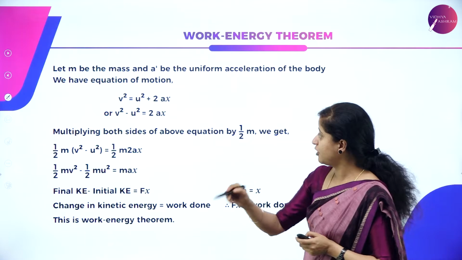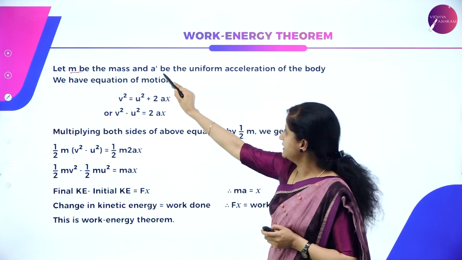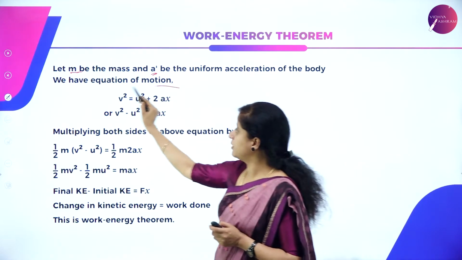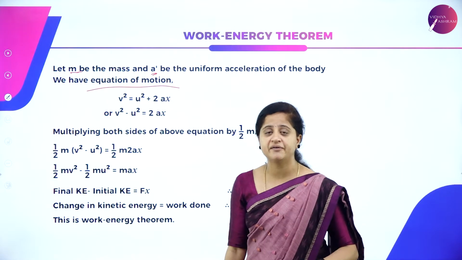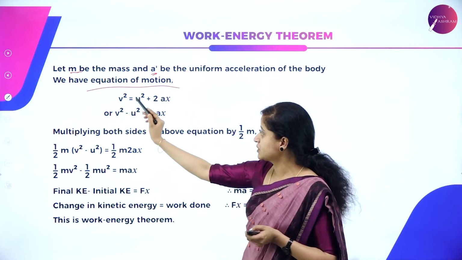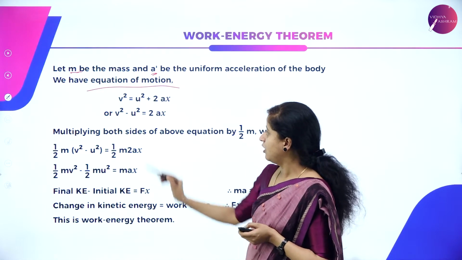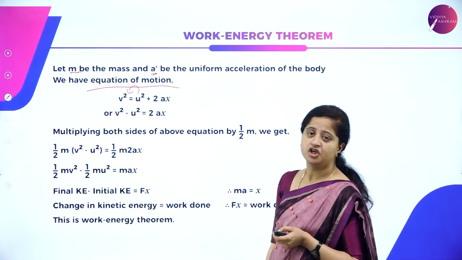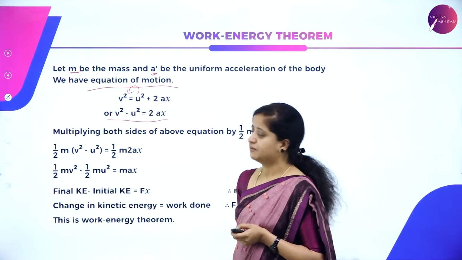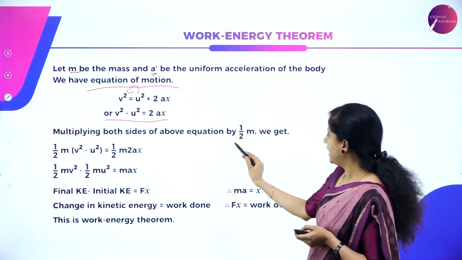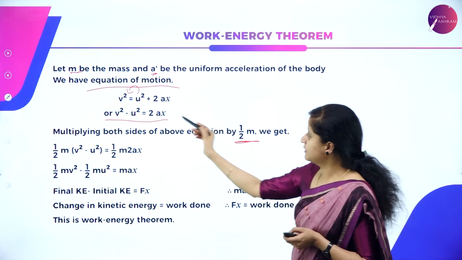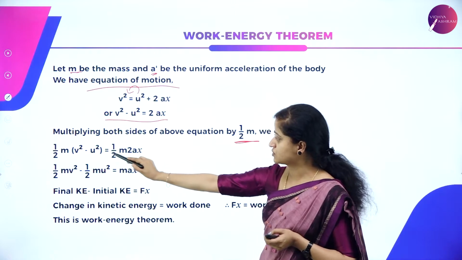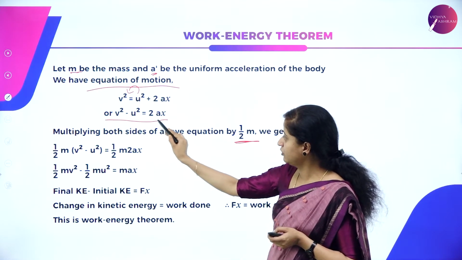Let us consider the body has a mass m and a uniform acceleration a. We know the equation of motion that we have already derived in the previous chapter: v square is equal to u square plus 2ax, or we can write this as v square minus u square equals 2ax. Let us now multiply both sides of this equation by half into m. So we get half m into (v square minus u square) equals half m into 2ax.